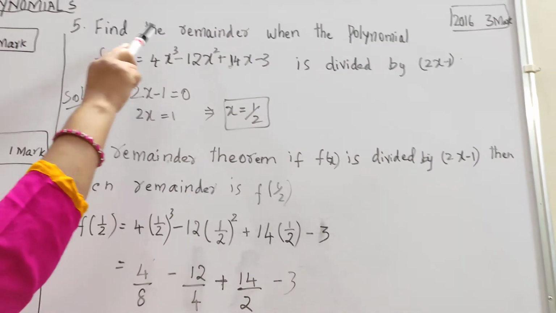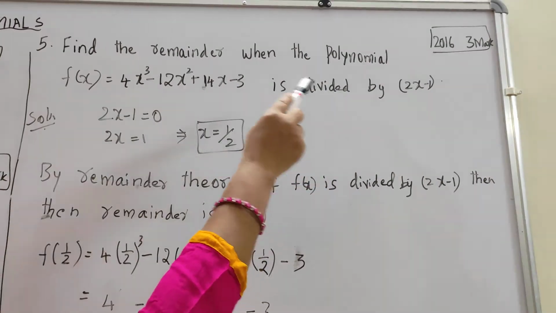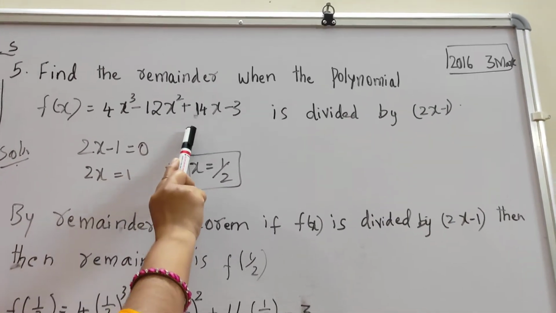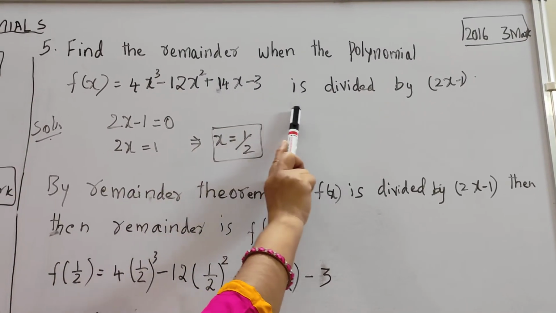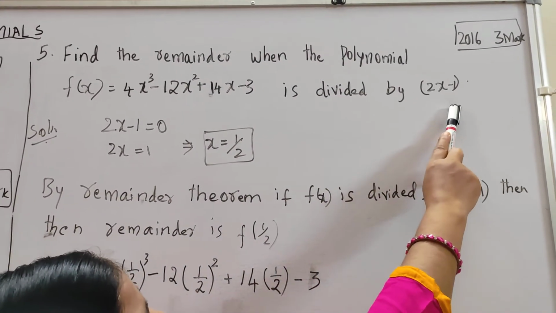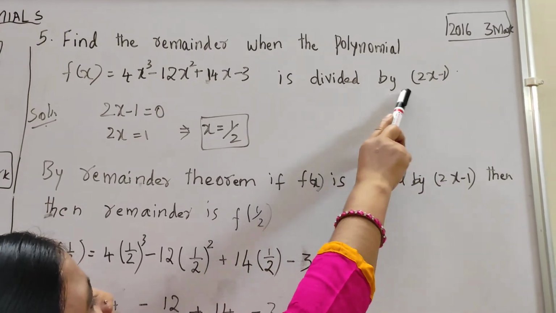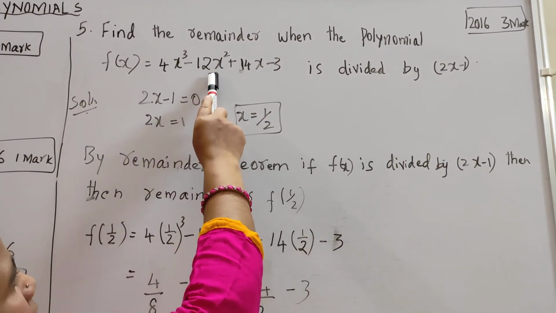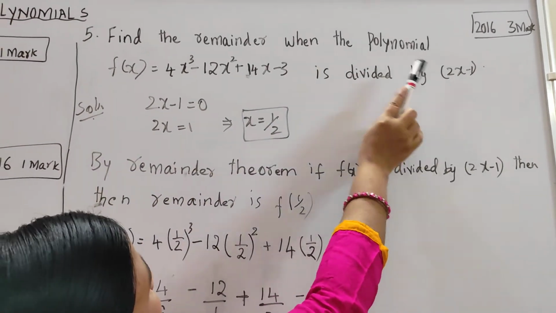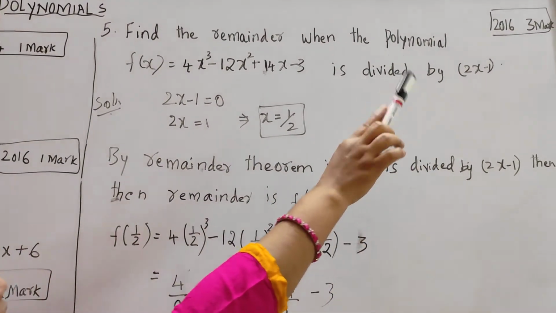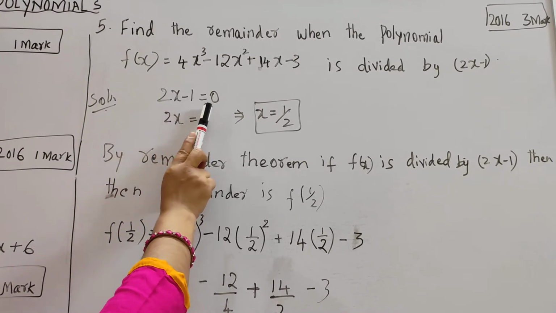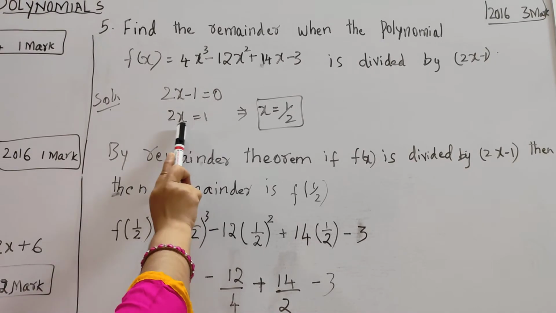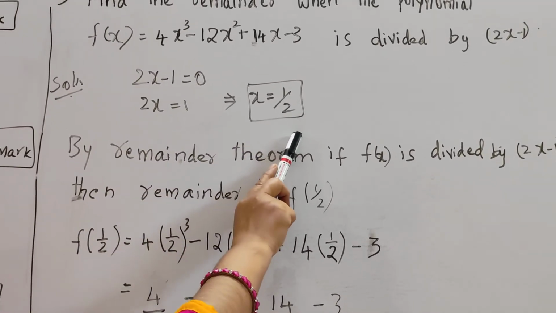Question number 5. Find the remainder when the polynomial f of x equal to 4x cube minus 12x square plus 14x minus 3 is divided by 2x minus 1. See, they have given that this is dividing the given polynomial. That means when you divide, the remainder will be 0. So 2x minus 1 equal to 0 you can take. So 2x is equal to 1, so x value will become 1 by 2.